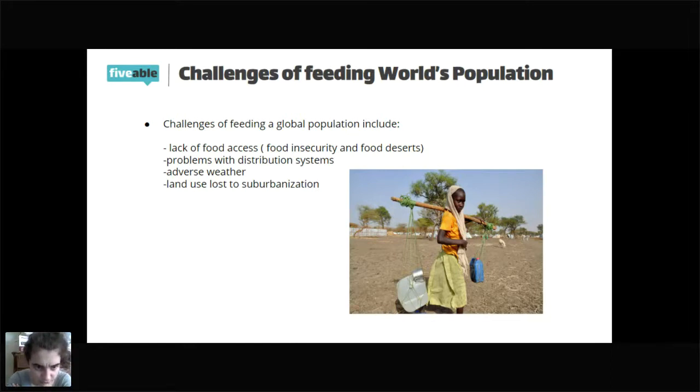And then land use lost to suburbanization. What is suburbanization, guys? Anybody know? Residential areas growing. You are right, Marcus. So basically, taking or destroying farmland in order to build residential areas, right? Because of that, there's less food being grown.